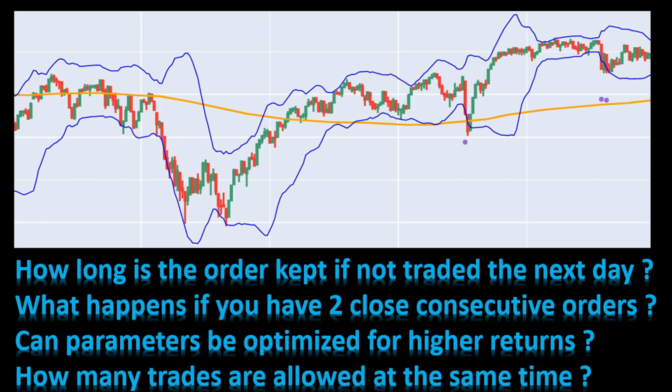Last point, how many open trades are allowed at the same time? Shall we put another order on the market while a trade is still opened? I would vote for no for the moment. We just want to keep things simple and evaluate the system without cluttering our chart with so many overlapping trades.